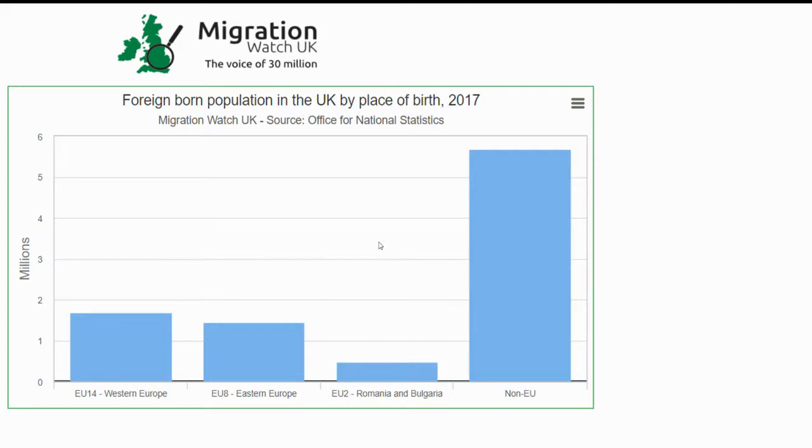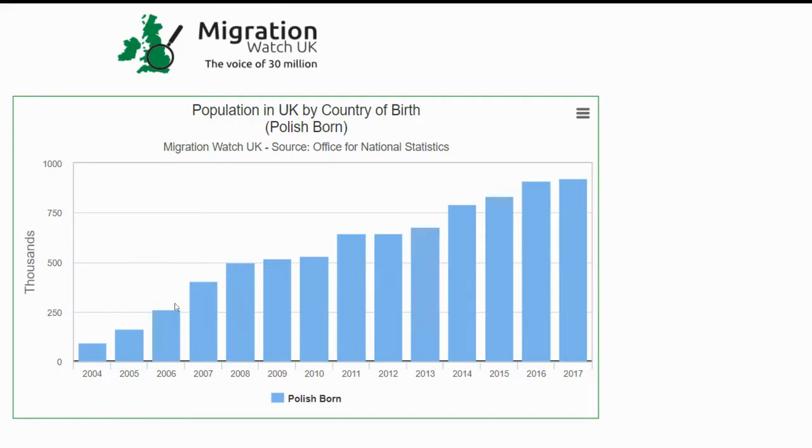And if you're starting a business, perhaps you want to cater for one of these subsets. Perhaps you want to cater for a specific country or a specific area, so Western Europe or Eastern Europe, Romania and Bulgaria, or the non-EU parts of the world. And this website's got more details. Here's another graph that they've got. So this is just the trend for Polish-born people. So you can see that it's increasing. It's trending upwards. It's a growing market.